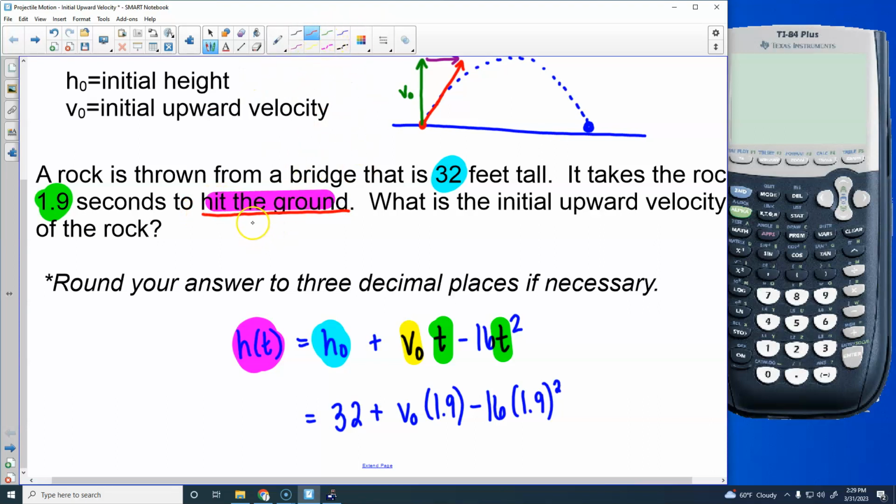tells us that the height, and the height, don't let it confuse you, that h of t is sort of like a y. You could use just the h if you wanted to. It tells us that height is 0. So we're going to put 0 right here.